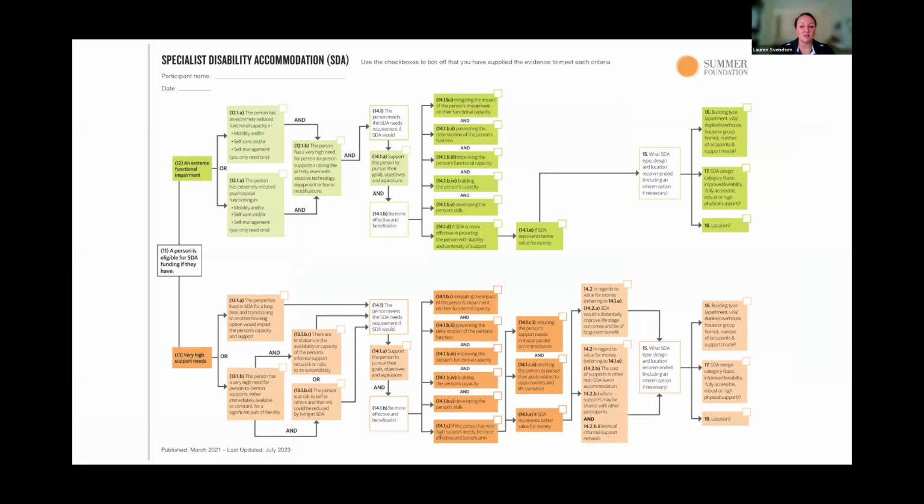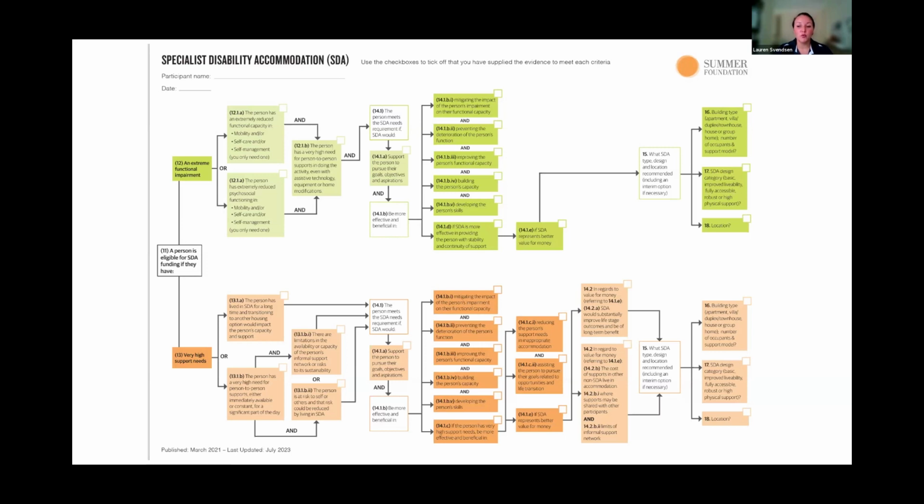It needs to be effective. So the support must be likely to be effective and produce measurable outcomes that improve the participant's independence, social inclusion, and overall well-being. It has to be value for money. The support must represent value for money, meaning it's cost effective and provides benefit that outweighs the cost associated with its provision.